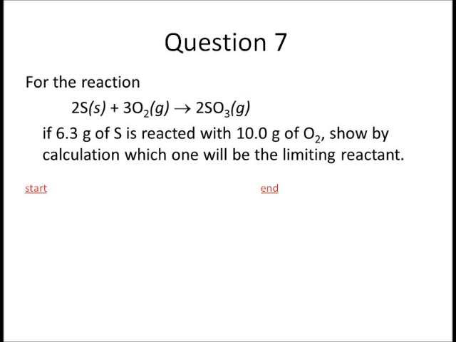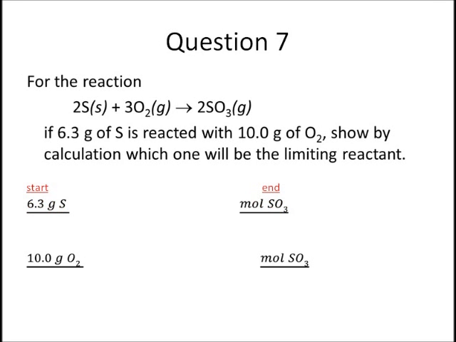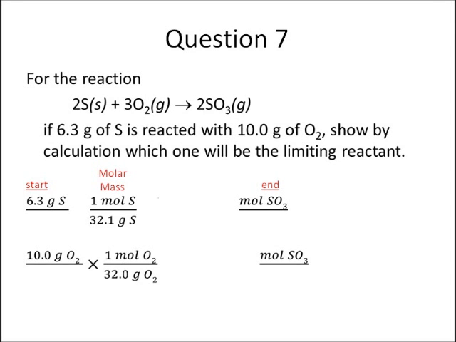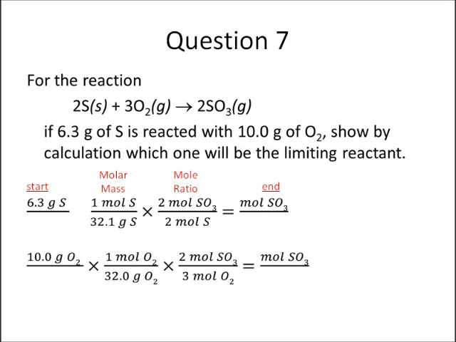In this case, we have two starting points. We're going to start out with the 6.3 grams of sulfur and the 10.0 grams of oxygen. In both cases, we're trying to get to moles of product. We're going to use the molar mass of sulfur and the molar mass of diatomic oxygen, and then we're going to use a mole ratio based on the stoichiometric coefficients in the balanced chemical equation.